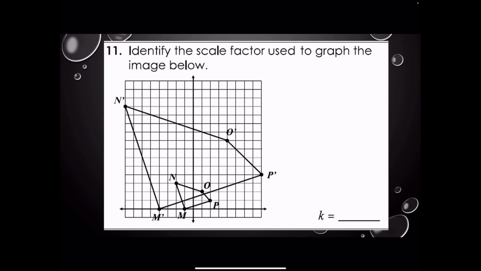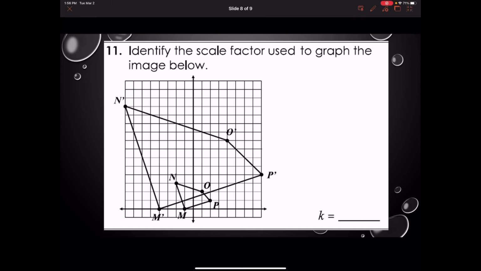So we might have to identify the scale factor. So you have to first know what is your image, what is your pre-image. So here, ladies and gentlemen, is my pre-image. Okay, then let's switch colors. This is my image. So it's kind of really easy actually to determine. We know it's an enlargement, right? We know that from the purple, it went to that teal color and it got bigger. So we know that my K has to be bigger than 1.